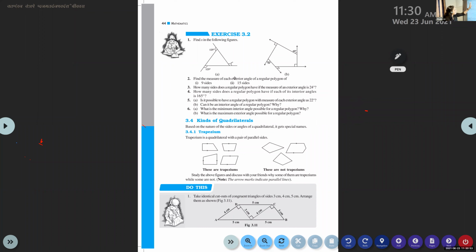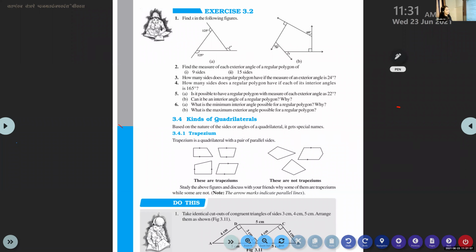Again, this B question. Did we do this also? No. So will you write that B question? Can it be an interior angle of a regular polygon? Why? Ma'am, if you write this, there won't be continuation, right? You write exercise 1.1, 5th question, B. Okay, ma'am.